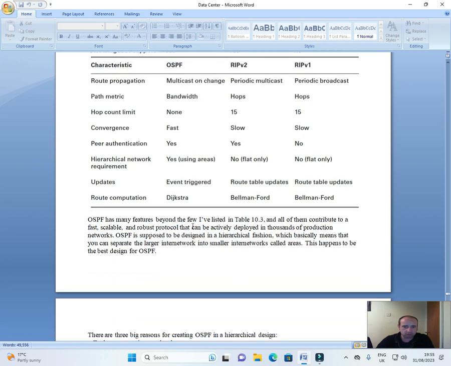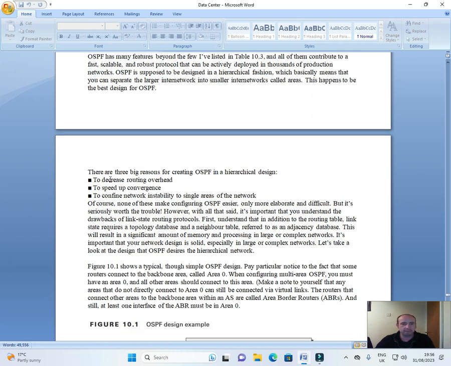OSPF has many features beyond the few I've listed in table 10.3, and all of them contribute to a fast, scalable and robust protocol that can be actively deployed in thousands of production networks. OSPF is designed to be used in a hierarchical fashion, which basically means that you can separate the larger internetwork into smaller networks called areas. This happens to be the best design for OSPF.